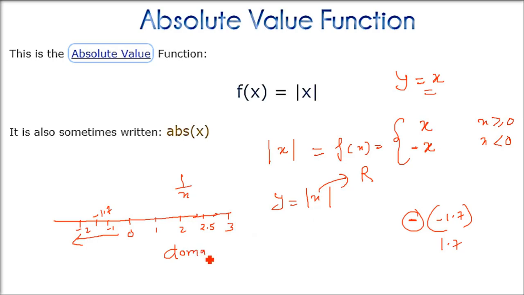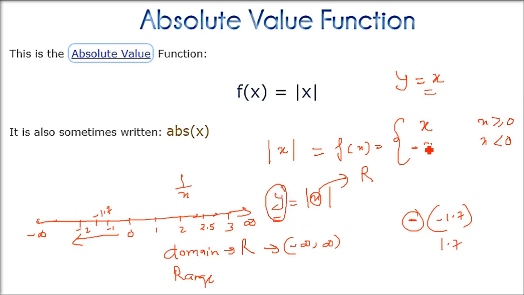But the domain, the values which x can take, is all real numbers, that is negative infinity to positive infinity. x can take any value. So the domain of the absolute value function is all real numbers. What is the range? Whatever value is coming out of this modulus function will always be positive. It can never be a negative number.